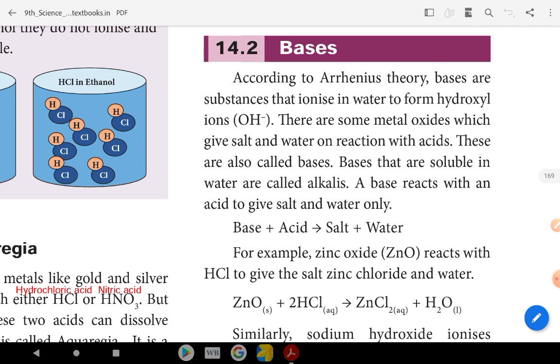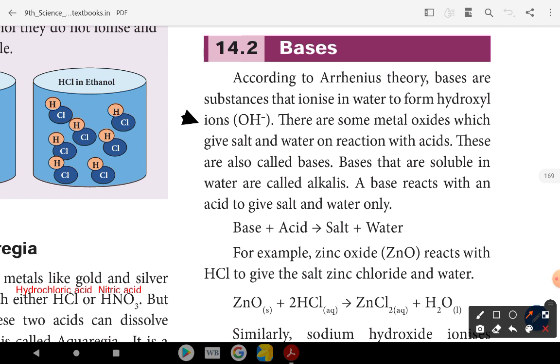What are bases? According to Arrhenius theory, we already saw, children, even for acids, Arrhenius gave a theory. Acids are those substances which will give hydrogen ions when dissolved in water. But bases, according to Arrhenius theory: bases are substances that ionize in water to form hydroxyl ions. See the difference here? It is the hydroxyl ions, OH minus ions.